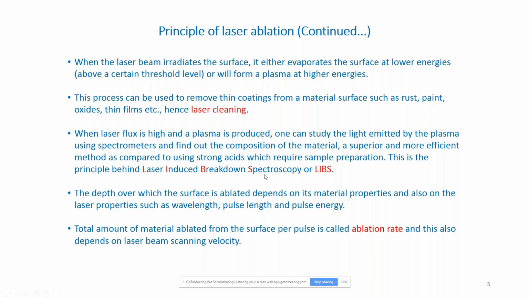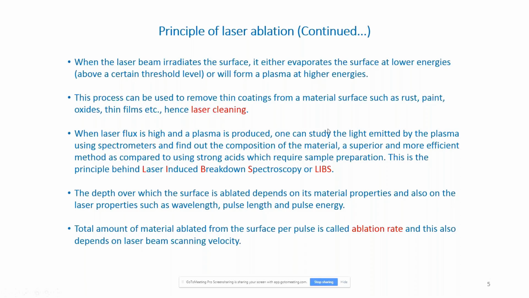So shine a very strong pulse laser on a material and create a plasma, and then look at the emission from the plasma. And that is laser-induced breakdown spectroscopy, which is a much better technique than using strong acids to dissolve the material, which requires sample preparation. So this is one application, finding the composition of the material.